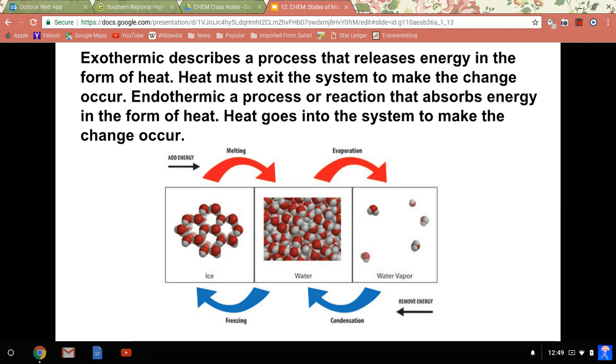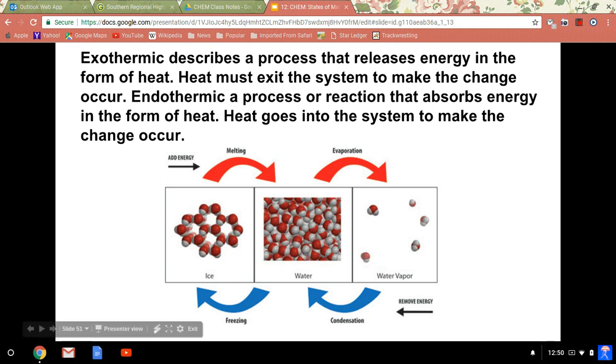There's a more scientific way to describe what happens when changes of matter occur. Exothermic and endothermic changes can describe what happens during different phases of matter changing into each other. These words should hopefully sound familiar to you. Last year, you probably talked about exothermic and endothermic reactions. So exothermic, think exo, exiting, therm, heat exiting. So it's describing the release of energy in the form of heat. So heat is being removed.